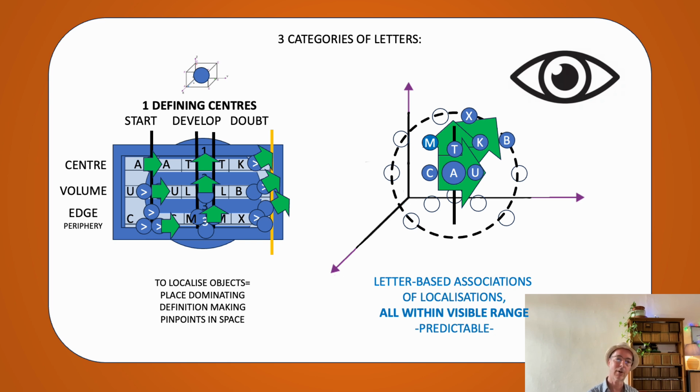Here are the reference points. Here are all the points within reach. As you can see, this circle is all that is within reach and what I can recognize as starting points. These are the letter-based associations of the localizations that are all within our visible range. It's the predictable three-dimensional world. Is everything in the world predictable? No, it's not. This is also only 1/3 of what you can see, 1/3 of the possibilities of reference points that you can find. So no, not at all.